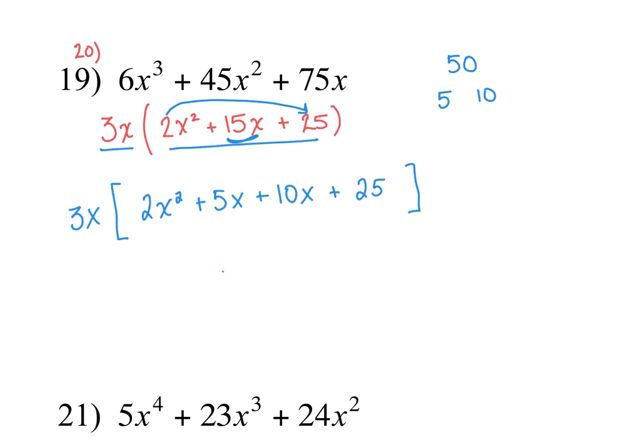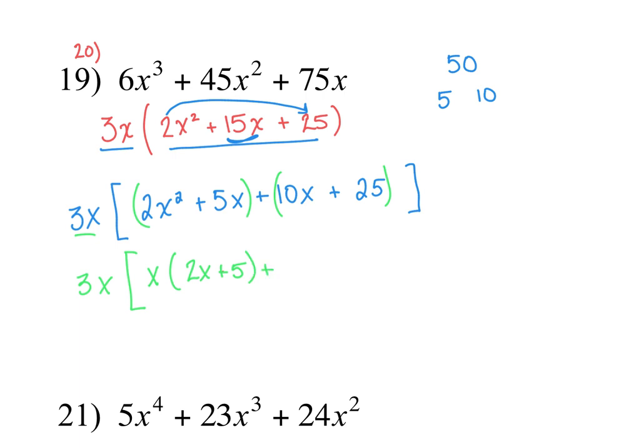How do I factor when I have 4 terms? What's my method for factoring? Factor by grouping. We've already done it, so we're going to do it again. Again, that 3x is going to hang out here. It is part of my answer. I'm going to look at the 2x squared plus the 5x. What do those have in common? Just a variable, right? So I'm left with 2x plus 5.